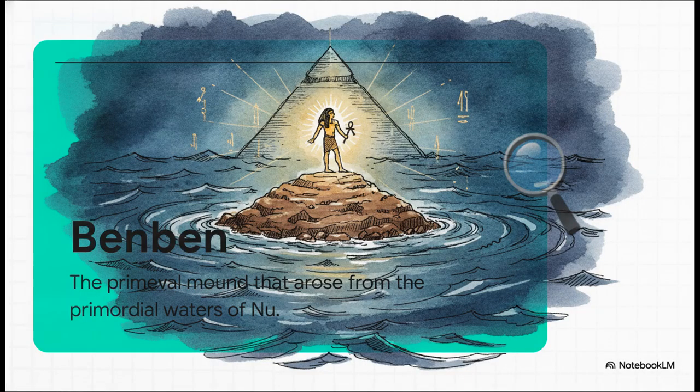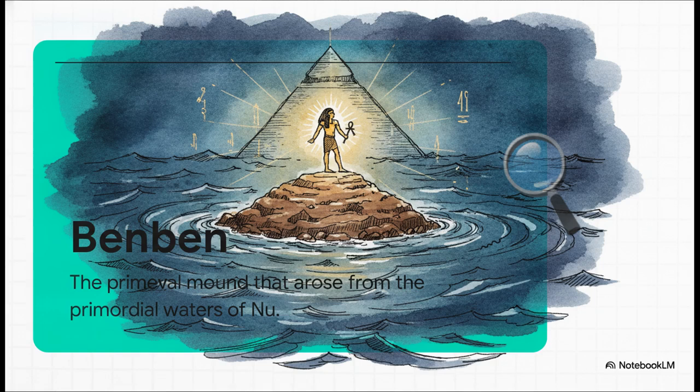Picture the Heliopolitan creation myth in your mind's eye for a second. The ancient Egyptians believed that before time even began, the universe was literally nothing but an endless, dark, chaotic expanse of primordial waters, which they called Nu. It was silent, still, infinite. And then, out of these dark, churning waters, a single solitary mound of earth miraculously arose.